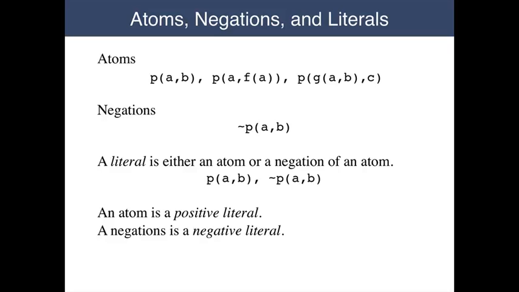A negation is an expression formed using the negation sign, the tilde character, and an atom. For example, not p(a,b). A literal is either an atom or a negation. An atom by itself is sometimes called a positive literal, and a negation is sometimes called a negative literal.